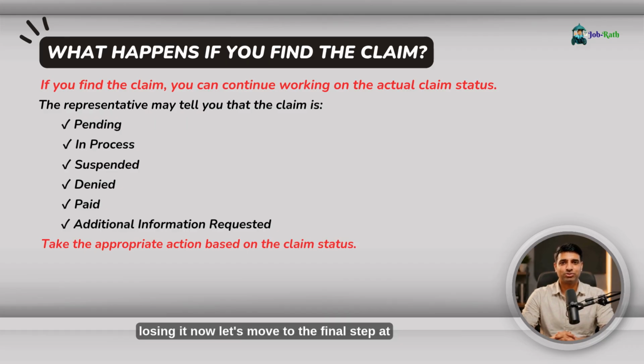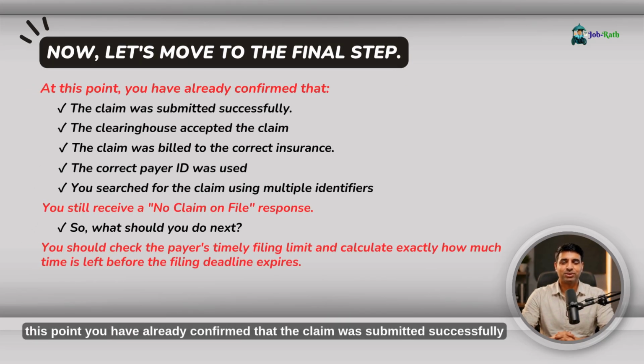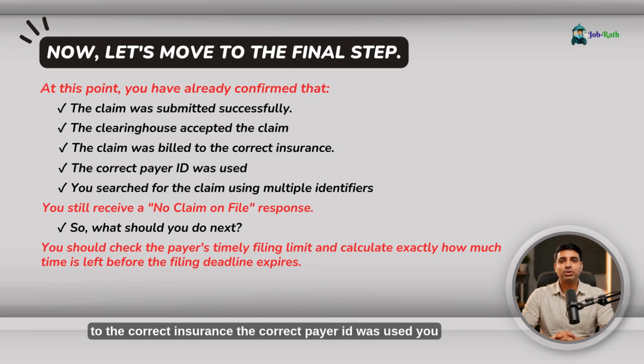Now let's move to the final step. At this point, you have already confirmed that the claim was submitted successfully. The clearinghouse accepted the claim. The claim was billed to the correct insurance. The correct payer ID was used. You searched for the claim using multiple identifiers. And yet, you still receive a no claim on file response. So what should you do next?